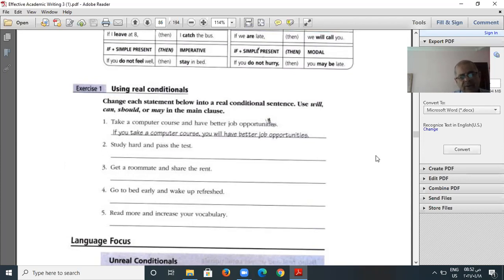Of course in the if clause we have study, simple present, and in the main clause we have pass. Why? Sorry, we have will pass. We use will here in the main clause. Okay. Next.